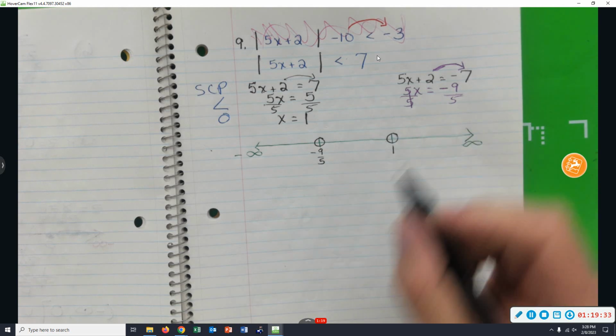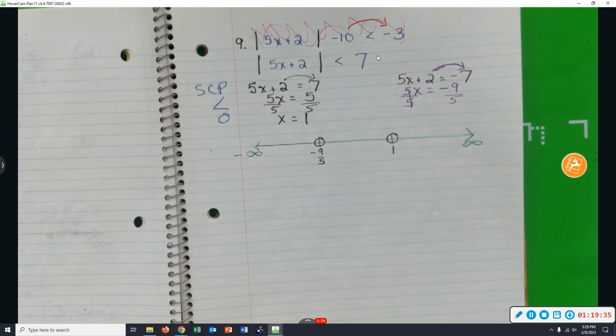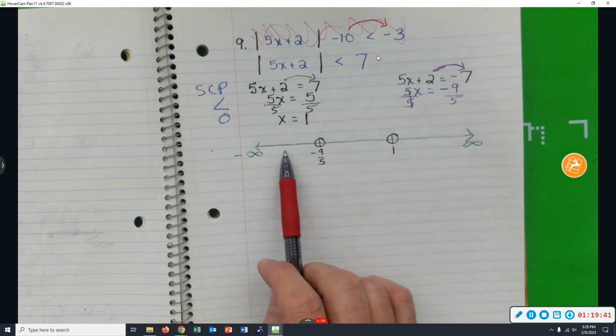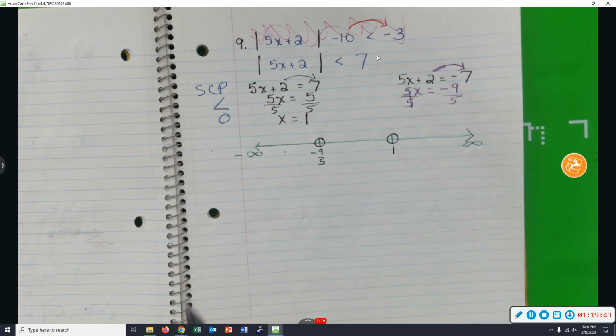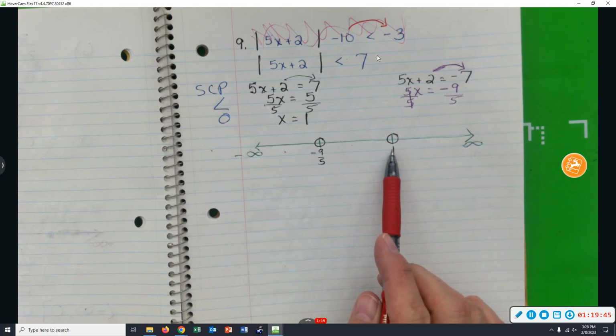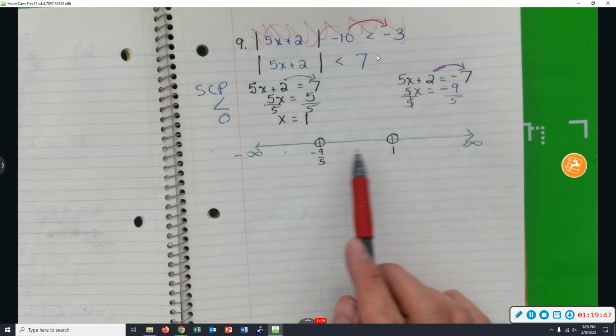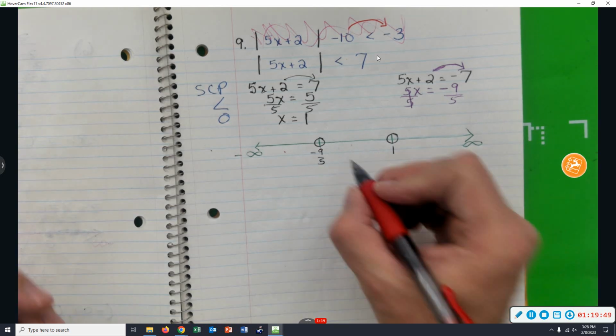positive 1, open circle. Can I test my favorite number here? 0? Yeah. Okay, which interval contains 0? Interval 1, 2, or 3? 2. 0 is always between a negative number and a positive number.